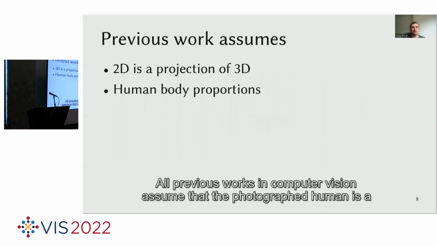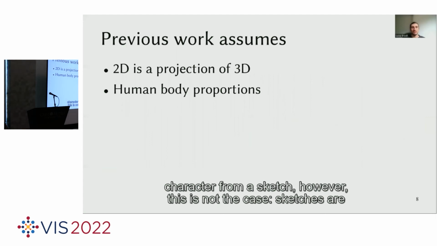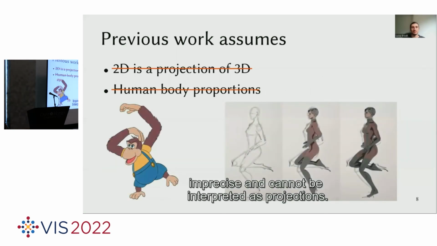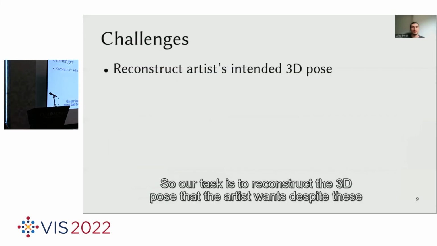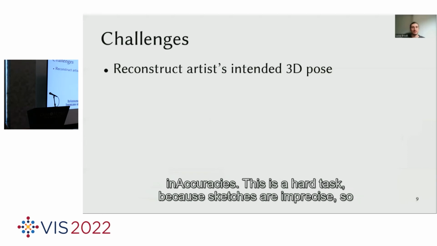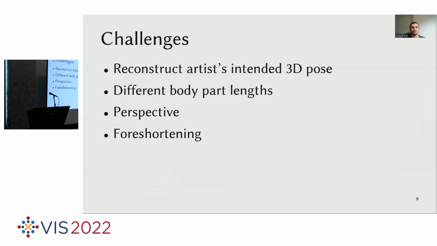All previous works in computer vision assume that the photographed human is a projection of a 3D human with correct proportions. For the task of posing a 3D character from a sketch, however, this is not the case. Sketches are imprecise and cannot be interpreted as projections. So our task is to reconstruct the 3D pose that the artist wants despite these inaccuracies. This is a hard task because sketches are imprecise, so proportions, perspective, and foreshortening are all distorted.